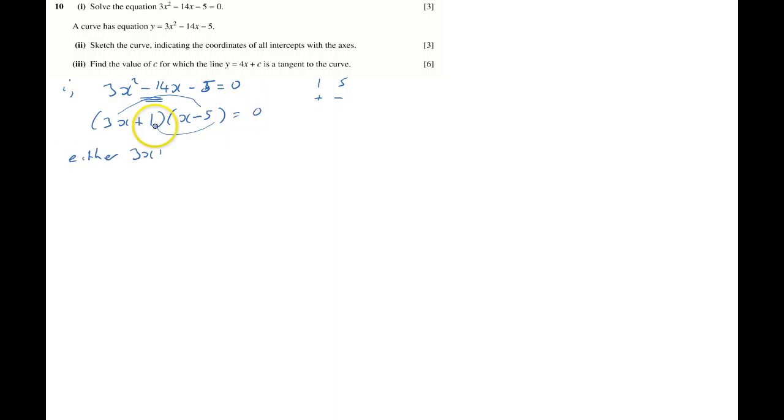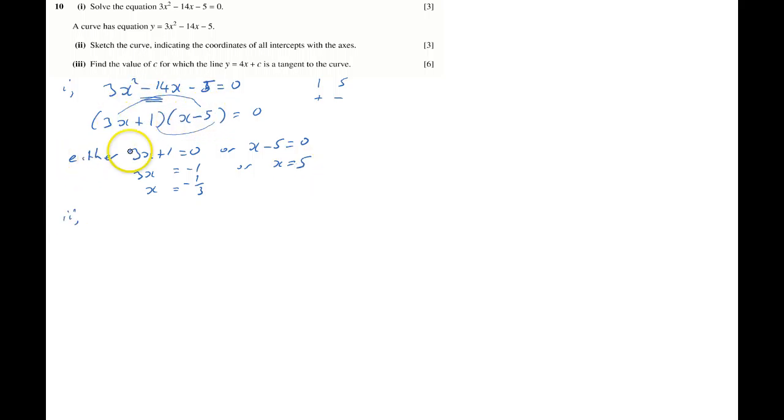If I've got that, something times something equals 0. Either 3x plus 1 equals 0, or x minus 5 equals 0. And so 3x equals minus 1. So x equals minus a third, or x equals 5. So I've done the first bit.